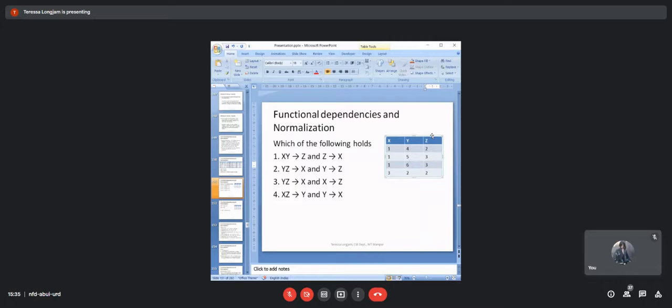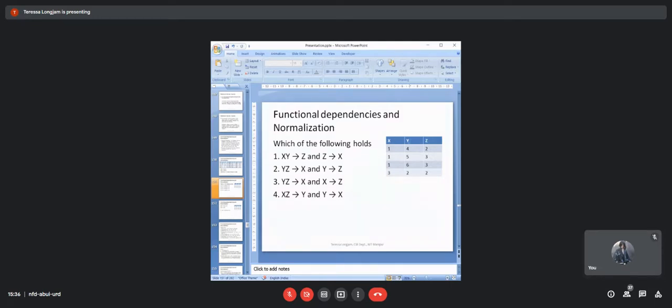Same thing if the value of z is given. You can see that for z equal to 2 there are two tuples, and y is different, and even the value of x is different. So you can't determine either of them from z. Now by looking at this relation, tell me which of the following four holds as a functional dependency.